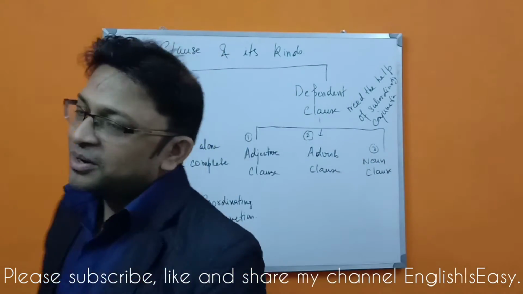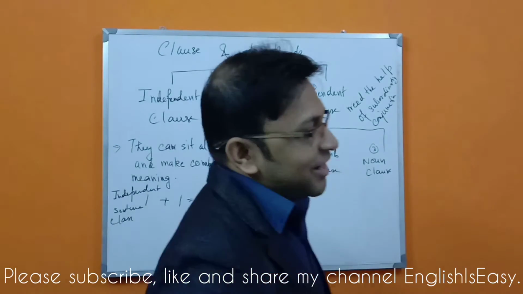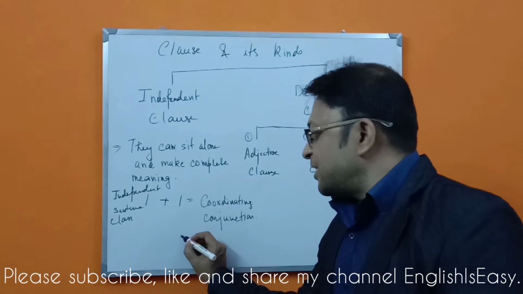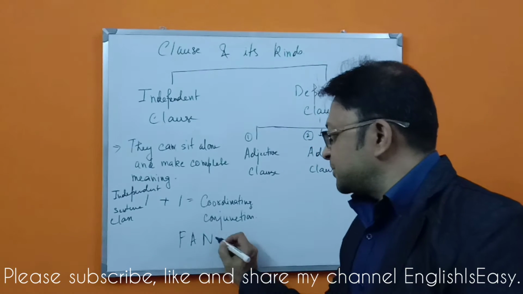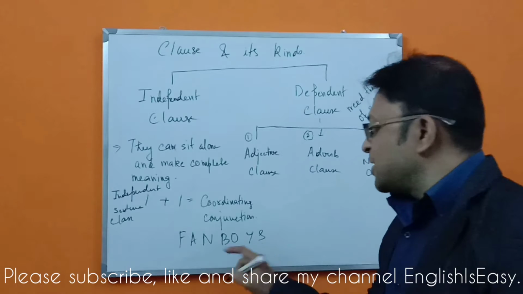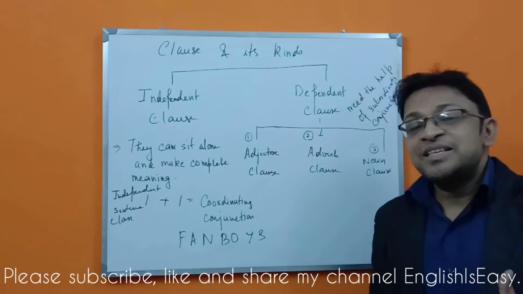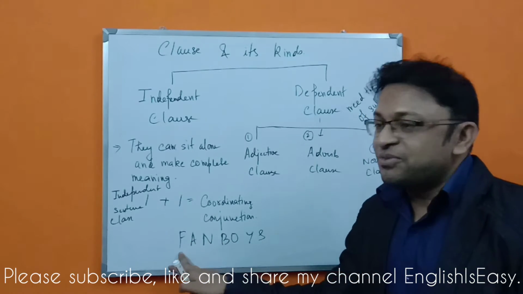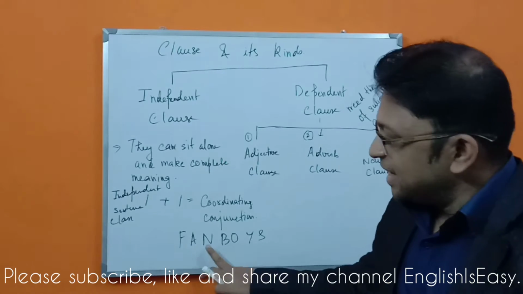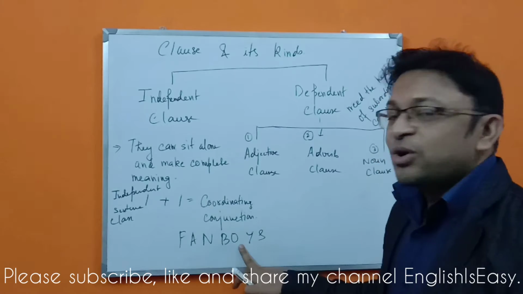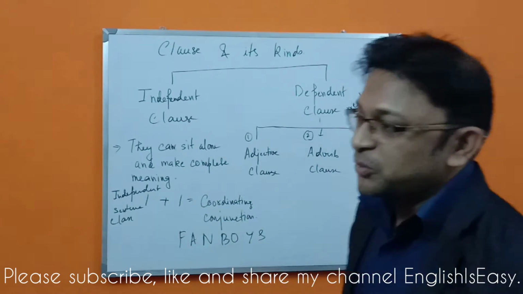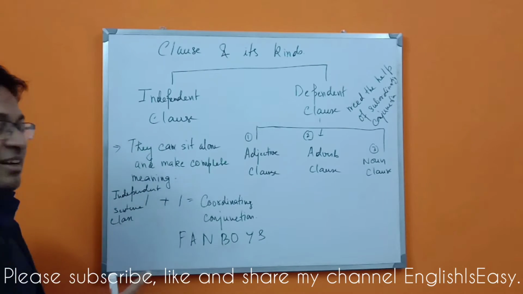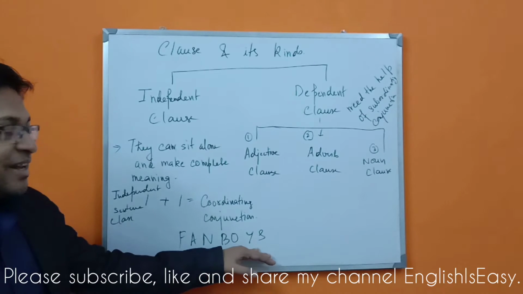There is a very simple rule by which you can understand what is a coordinating conjunction. If I write, suppose, fanboys. So what does each letter symbolize? So we have to know this. Fanboys represents F for for, A for and, N for nor, B for but, O for or, Y for yet and S for so. So these are the examples of fanboys. So these are the coordinating conjunctions we can remember by remembering this simple word.